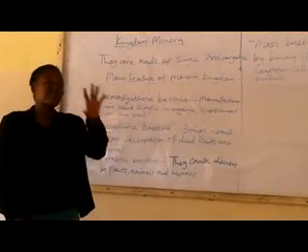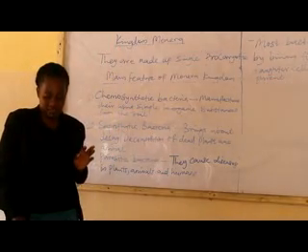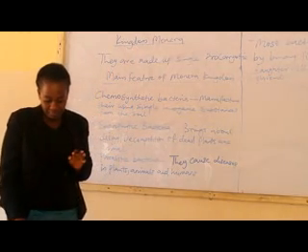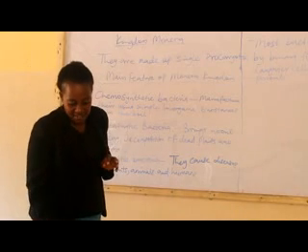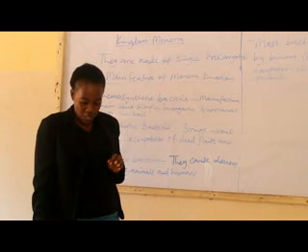Some of them can even multiply by multiple fission. That is why within a very short time, bacteria can multiply and be up to thousands in an environment. And that is why bacteria can infect many people within a very short period.